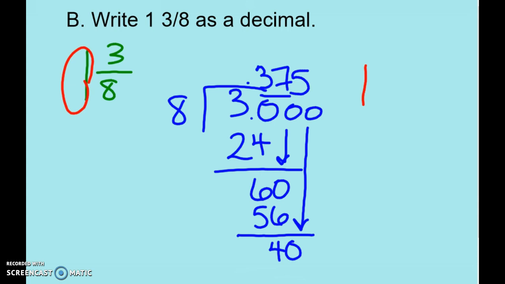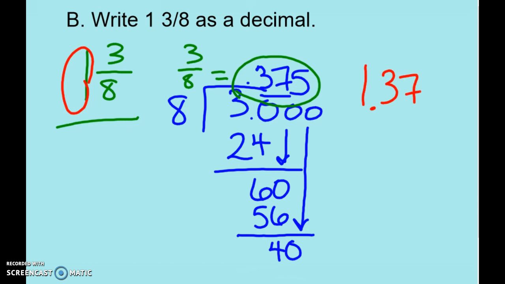So our decimal, just for the 3/8, remember the 3/8 is equal to 0.375. But we were asked what is 1 3/8 equal to. So our final answer would be the 1 plus the 0.375. Okay? So don't forget those whole numbers after you divide your fractions out.